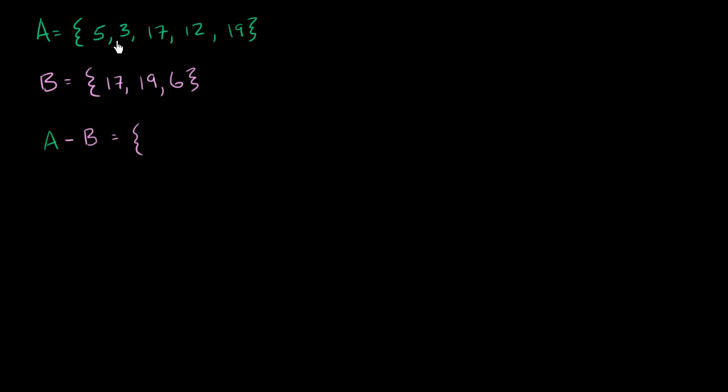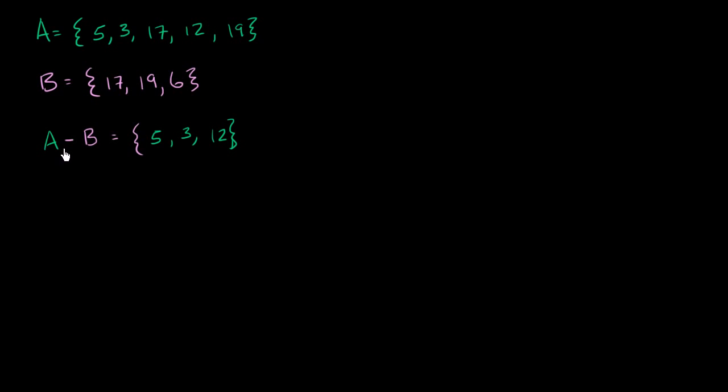Well, that means let's take set A and take out the 17s, the 19s, and the 6s. So we're going to be left with the 5 and the 3. We're not going to have the 17 because we subtracted out set B. 17 is in set B, so take out anything that is in set B. So you get the 5, the 3. The 12 is not in set B, so we can keep that in there. And then the 19 is in set B, so we're going to take out the 19 as well. And so this right over here, you could view it as set B subtracted from set A.